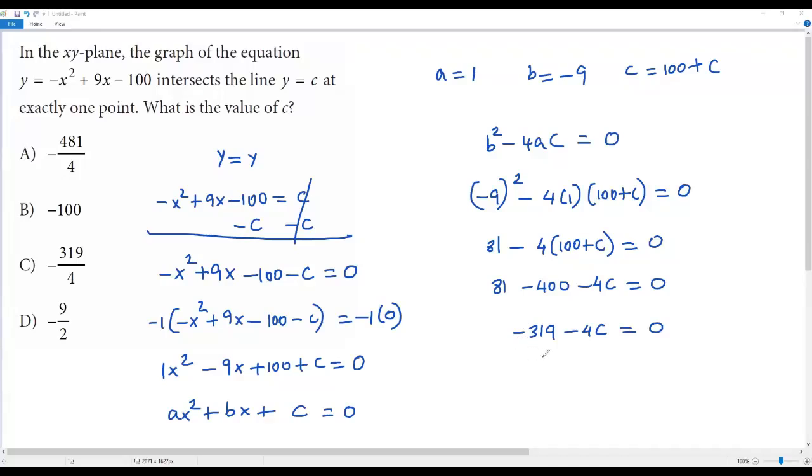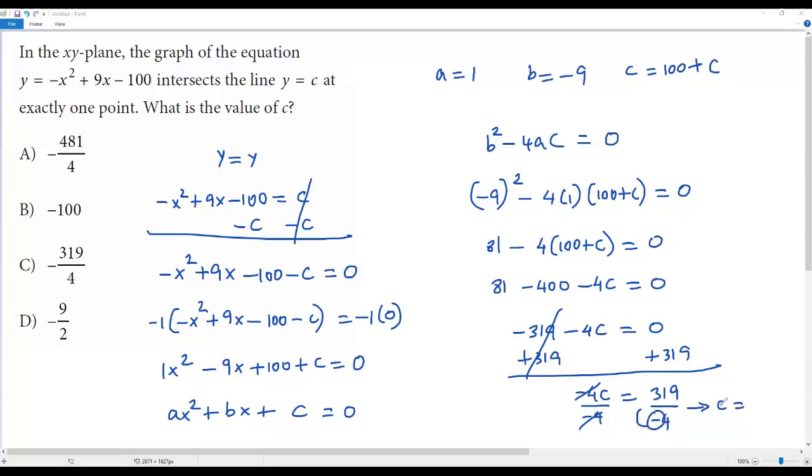To solve for c, we have to isolate c. First, let me get rid of negative 319 by adding 319 to both sides. Then I get negative 4c equals positive 319. I divide both sides by negative 4 to solve for c. So c is equal to negative 319 over 4. I find negative 319 over 4 in option C. So the correct answer choice for this question is option C.